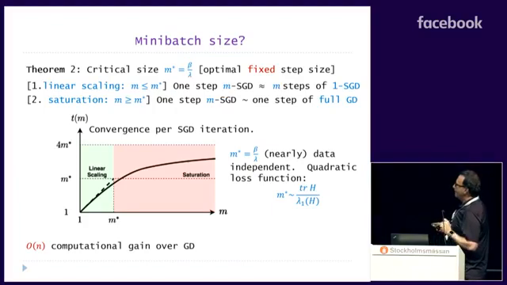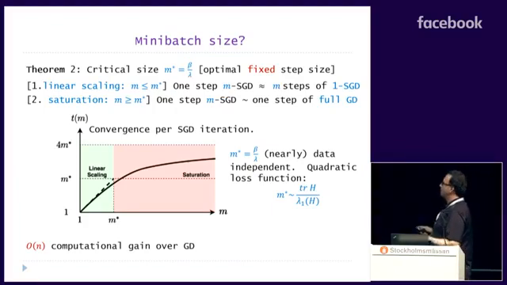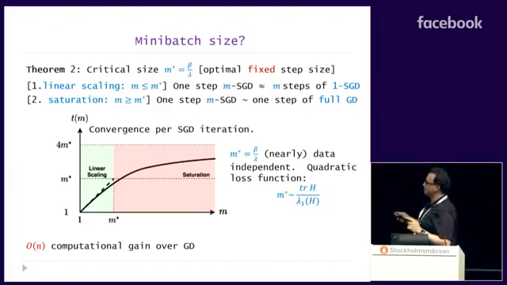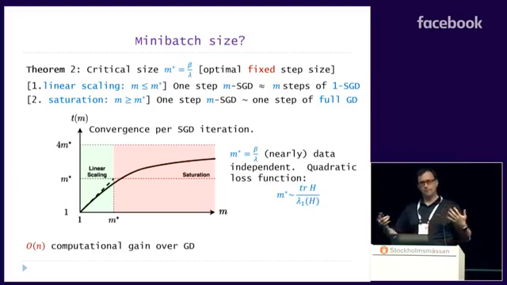Now, when M becomes bigger than M star, you get saturation. And there, one step of MSGD becomes more or less equivalent to one step of full gradient descent. And there is another constant here, which is like 4, relatively small. So going beyond this, you somehow don't really get very much. So it's a diminishing returns type of regime.